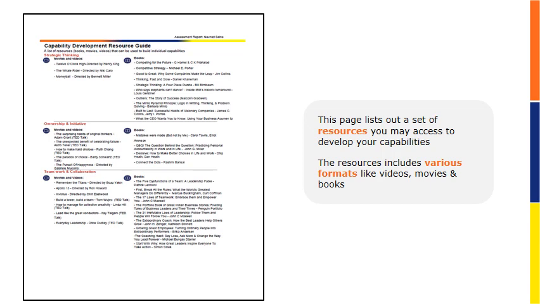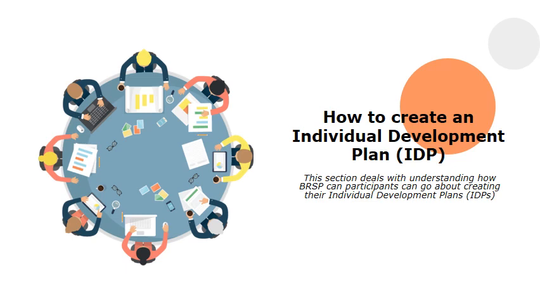The final page of the report mentions multiple resources that you can access in order to develop your capabilities. This has been curated especially for you. With this, we come to the end of the section on how to read and draw insights from your feedback report. In the next section, we will explain how you can go about creating your individual development plans.